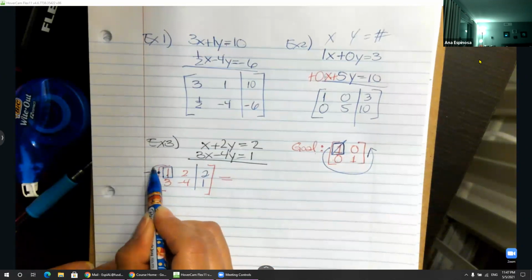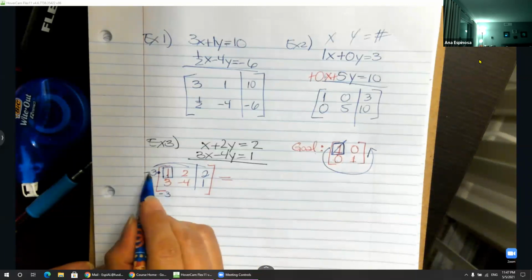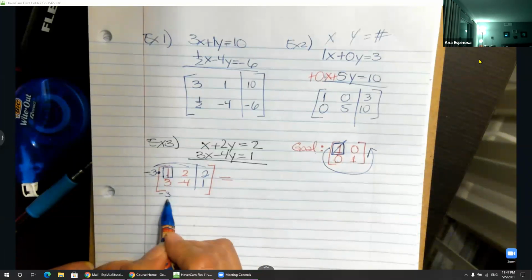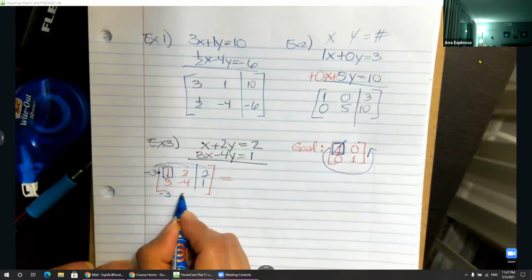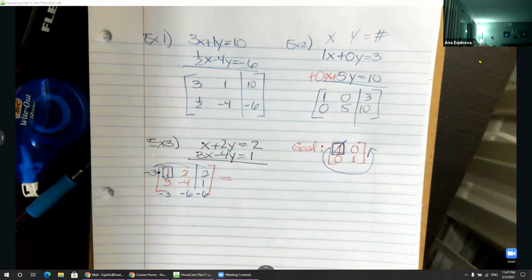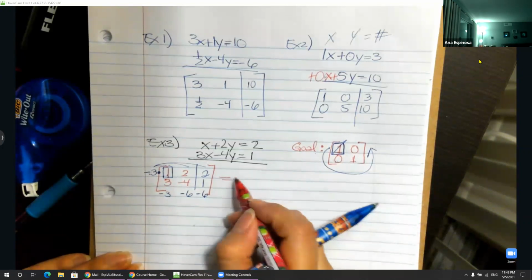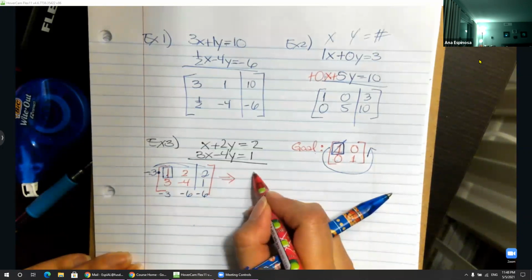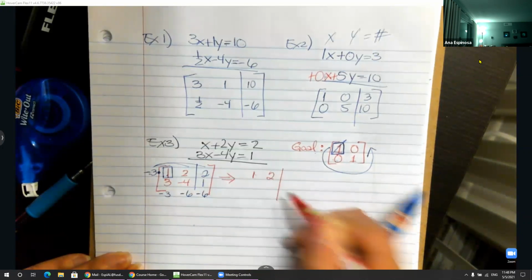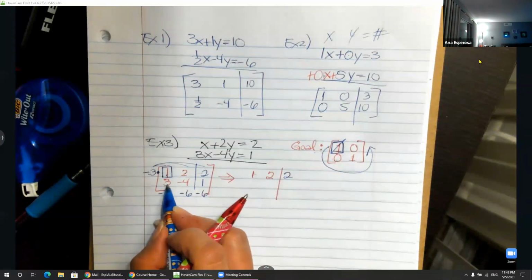And I'm just going to put some arrows. And the answers to these, I'm going to put them below. So negative 3 times 1 is negative 3. Negative 3 times 2 is negative 6. Negative 3 times 2 is a negative 6. So you use the first equation, but you don't change that in the next step. Okay? This is going to stay the same. 1, 2, 2 stay the same. What you want to change is this one to a 0.